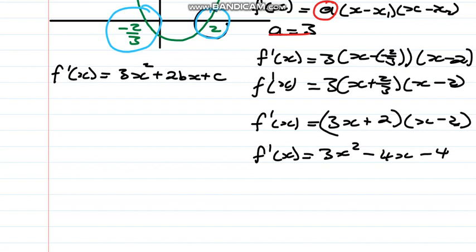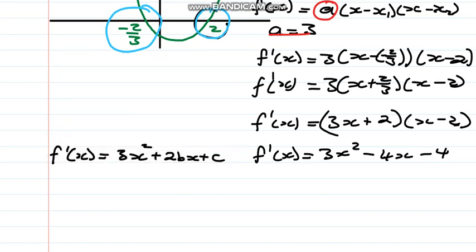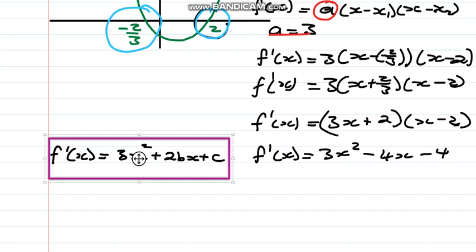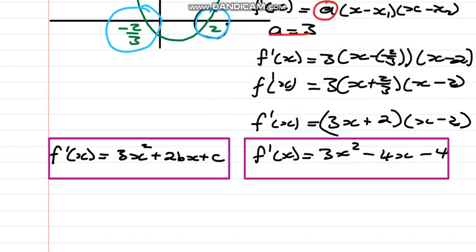Now we have these two versions. We have the one that we just derived, which still has unknowns. However, we have the one that we know for sure, which has all the values. So if you look at the coefficients, you can see that this is equal to that, we're happy.